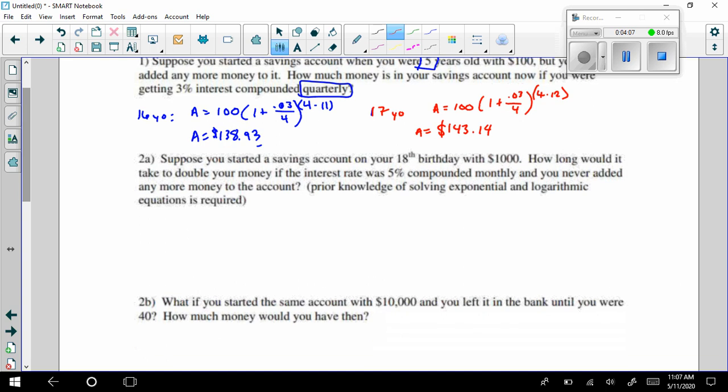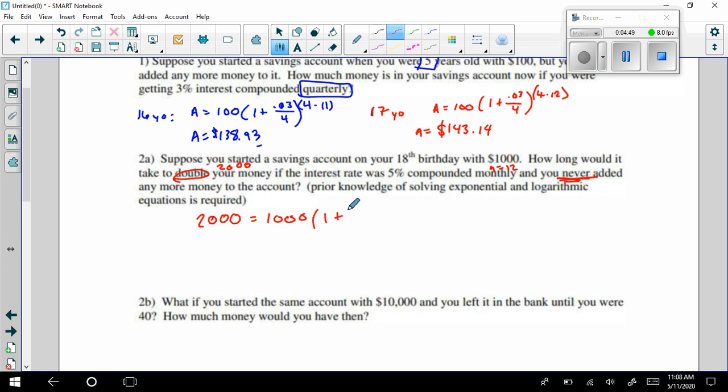Suppose you started a savings account on your 18th birthday with $1,000. How long would it take to double your money? So we want $2,000. If the interest rate is 5% compounded monthly, so n is 12, and you never added any more money to the account. Remember that them saying that is the reason we can use the formula that we have. So we know the actual amount that we want, $2,000. We started with $1,000. Knowing that we're 18 doesn't matter. We're looking for the time, how long.